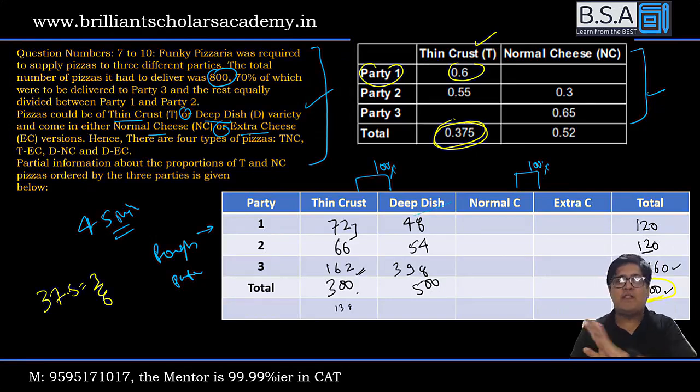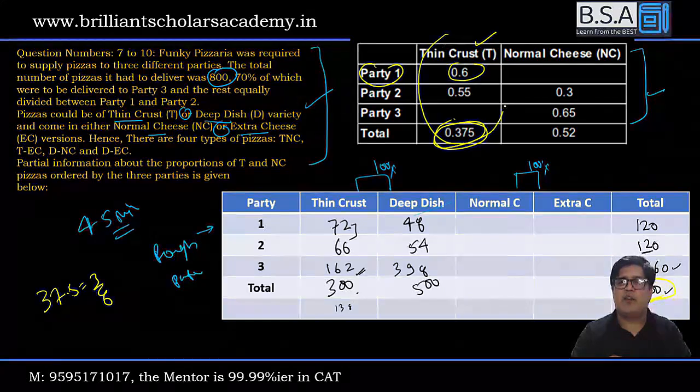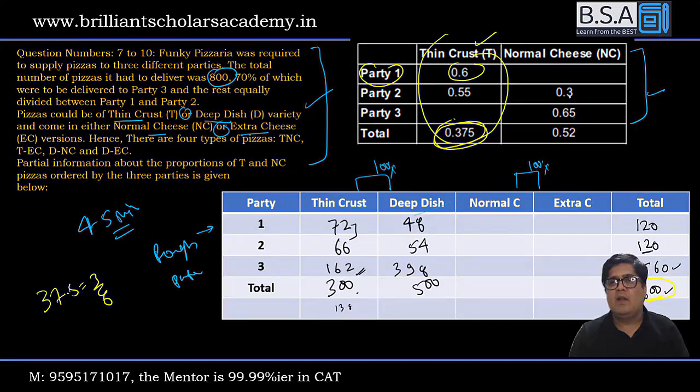So I have used everything in the first column. सब निचोड़ दिया आपने, सब नींबू की तरह निचोड़ दिया. I have used everything from the first column. अब चलते हैं बाजू में. What is this? 0.3. What is 0.3 of this? What is 0.3 of 120? 0.3 means 30%. 30% is 36.